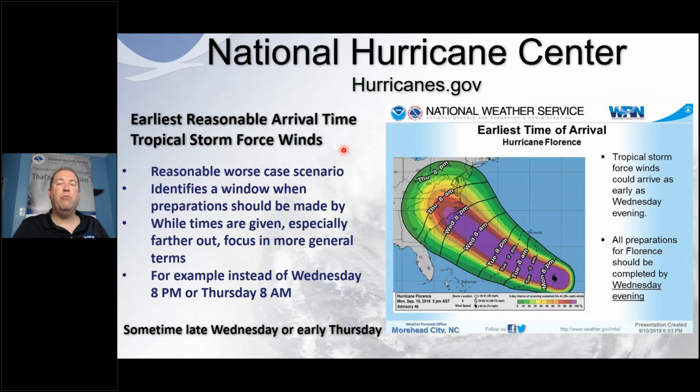A couple more graphics, then we're going to get to some of the impacts that a storm can bring. First things first, the earliest reasonable onset of tropical storm force winds. Sounds really, really fancy. All this is, it's a reasonable worst case. If you're done with your evacuation, your planning, your boarding up your homes, by this time, you should be fine. So in the case of Florence, we would tell folks the earliest that these strong winds could get here is sometime late Wednesday night into Thursday morning. It gives you an idea days before, when do I have to get my stuff done by?